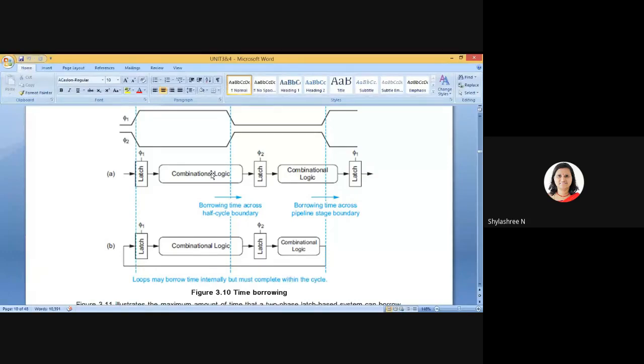Yes or no? Yes, ma'am. Okay, so that's why time borrowing is not possible in case of your flip-flop based method. Is that clear? Time borrowing is not possible in case of your flip-flop based method. Yes, ma'am.